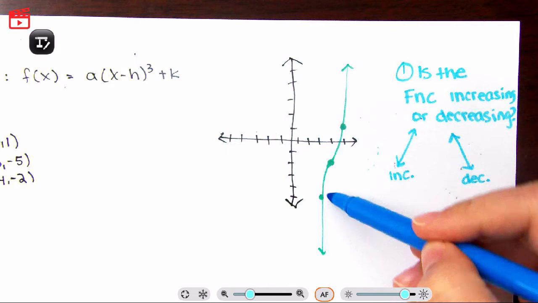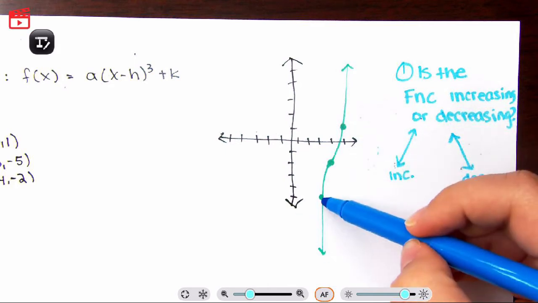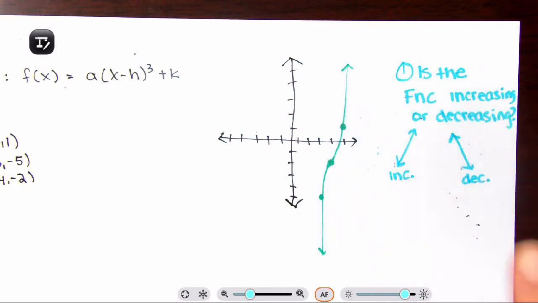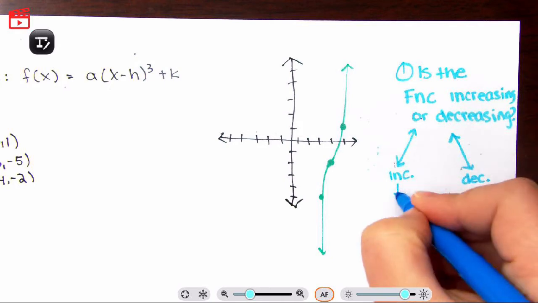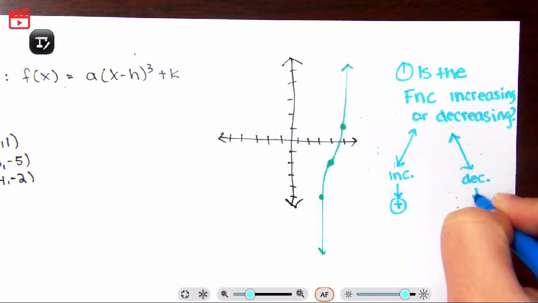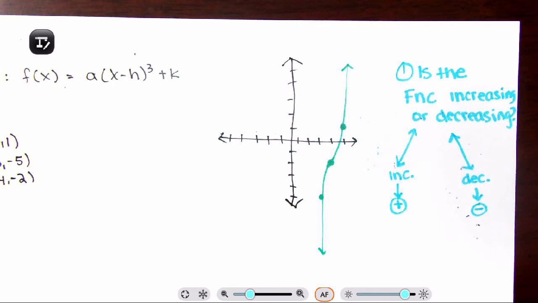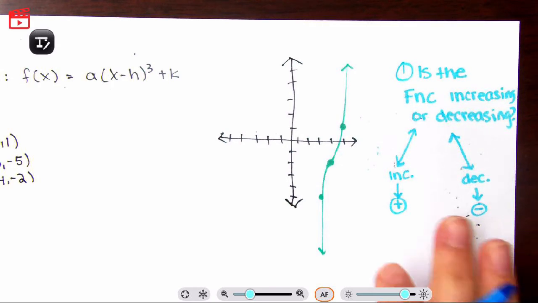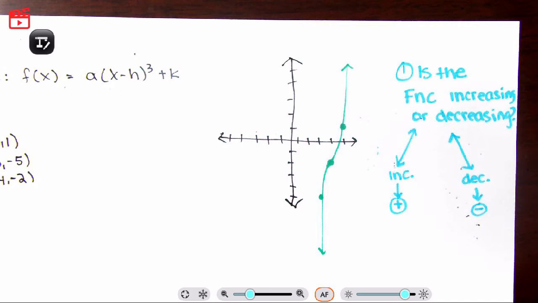So is this increasing or decreasing? You can see that it's actually increasing from left to right. So that means we have an increasing function, which means our a value is going to be positive. If you have a decreasing function, you know your a value is going to be negative. That's a side note. You don't have to know this at this exact moment, but you will in the next example. So this is an increasing function. We know a is going to be positive.